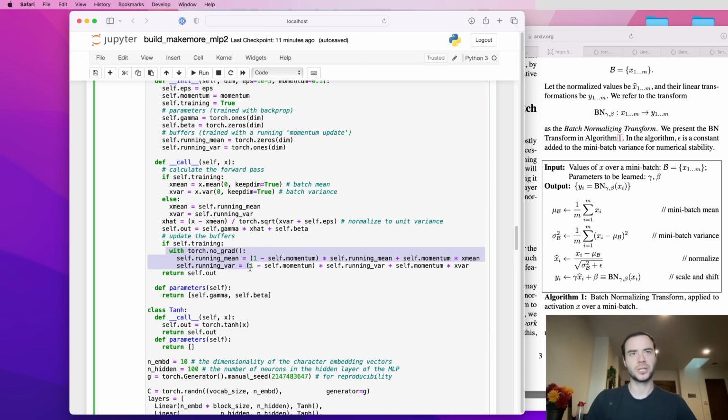So this will make it more efficient. And it's just telling PyTorch that there will be no backward. We just have a bunch of tensors. We want to update them. That's it. And then we return.